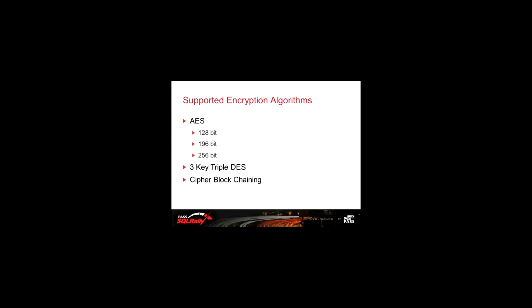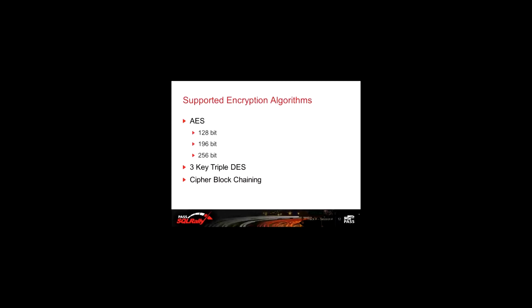So what are our supported encryption algorithms? We've got AES, 128-bit, 196-bit, and 256-bit. 2012 does not yet have 512-bit AES encryption. I don't know if it's going to be rolled out later in a service pack or how exactly that's going to be handled. But 256 is the highest we can go.